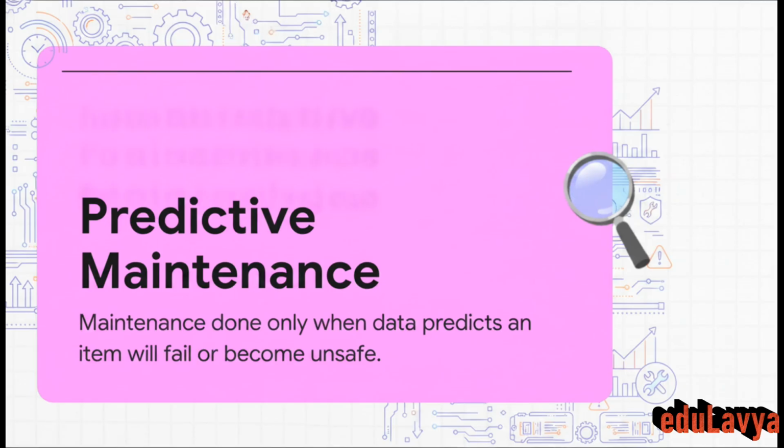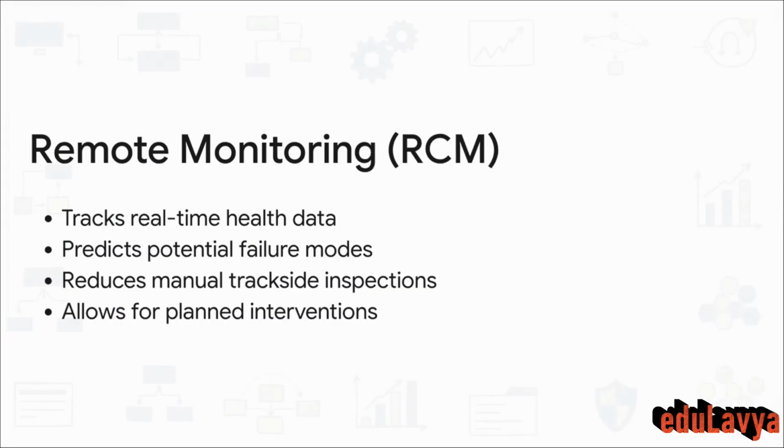By detecting a potential fault before it actually happens, we can jump in and fix a component right before it breaks. It's amazing because this maximizes the lifespan of the asset while completely avoiding unexpected downtime and those frustrating delays. This whole strategy is powered by something called Remote Condition Monitoring, or RCM. By attaching tiny data loggers to the equipment, engineers can continuously track the real-time health of these components.